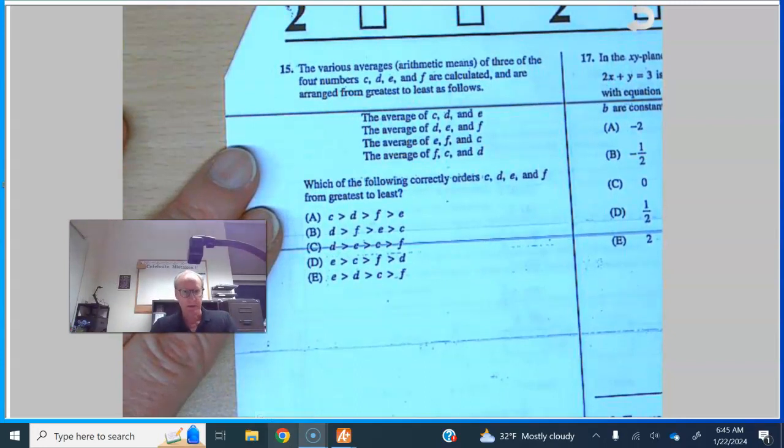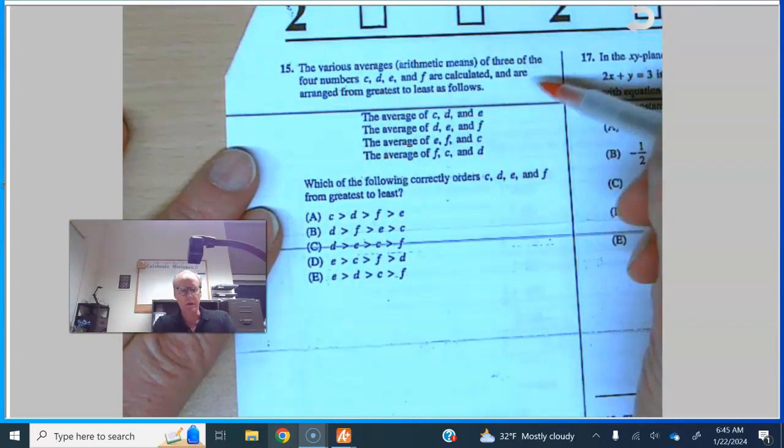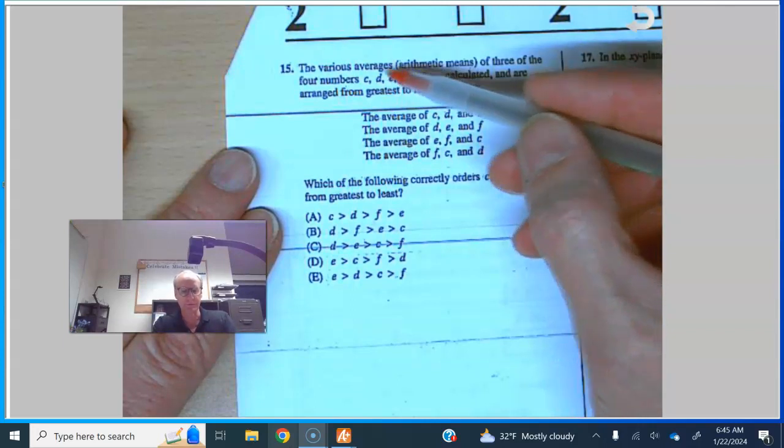This question is very difficult, and it says that we have some numbers.